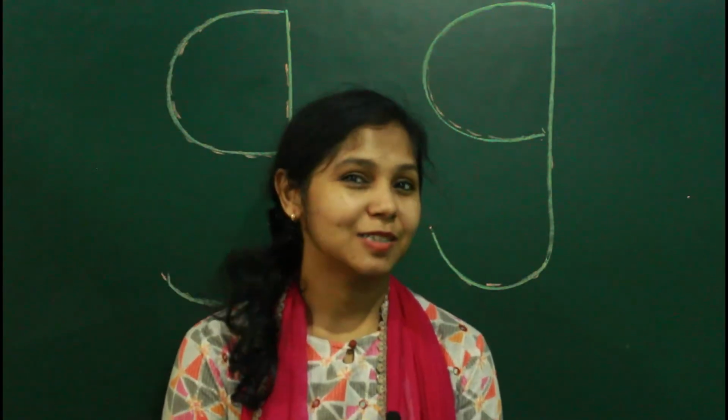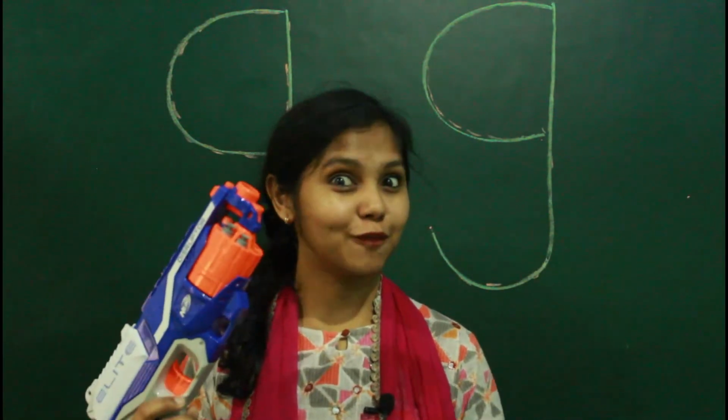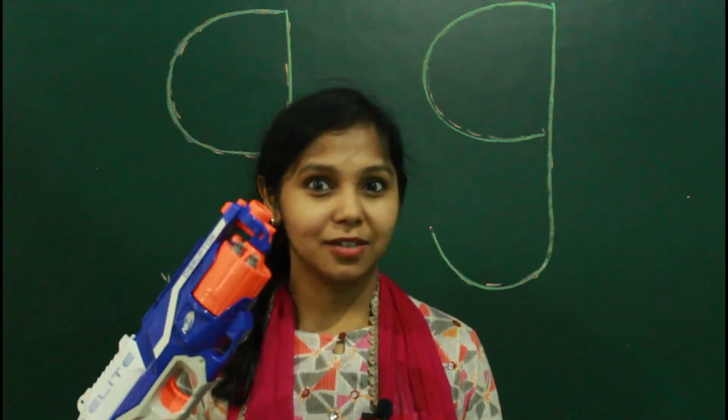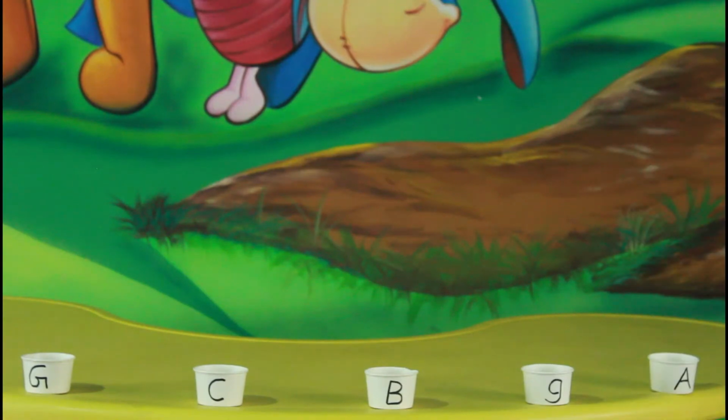Now let's do a small activity on letter G with the gun. G for gun. G, G, gun. Are you ready to see this activity? Yes. Yes, children, we are here for an activity on letter G. See, we have some paper cups on the table and a letter is written on each cup. So in this activity, what you have to do is, if the cup has no letter G, then you have to shoot down that cup. Okay, are you ready? Shall we start the activity?